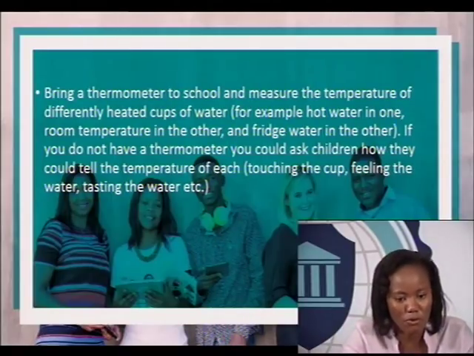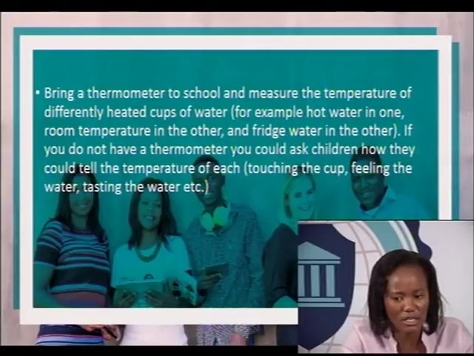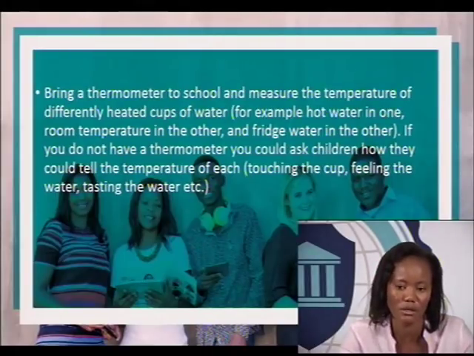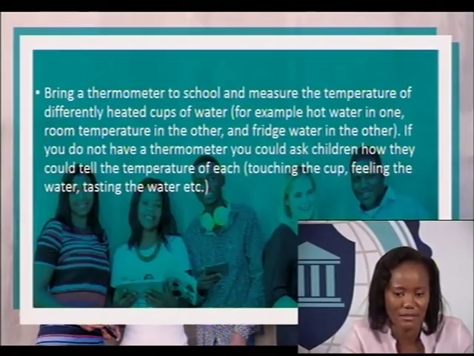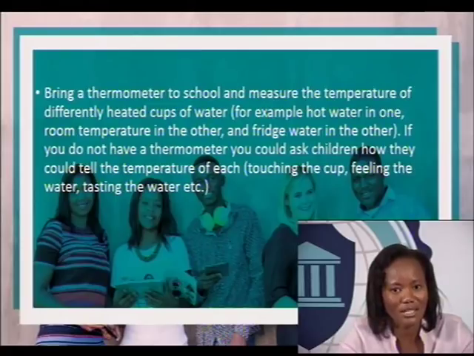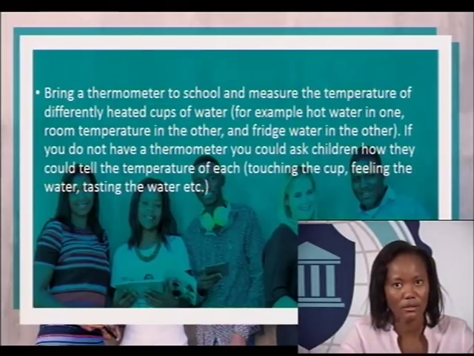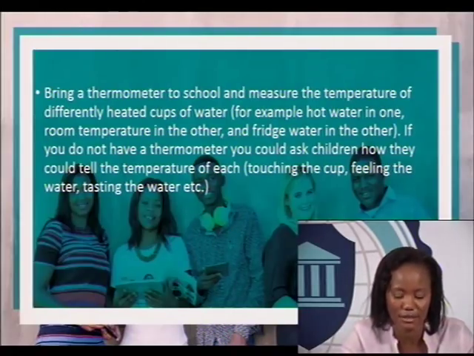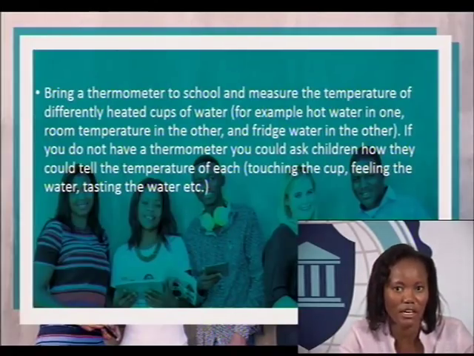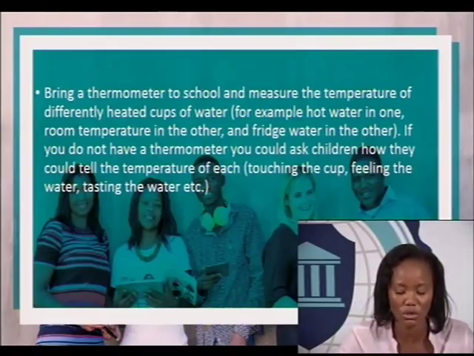You understand? If you do not have a thermometer, you could ask children how they could tell the temperature of each, touching the cup, feeling the water, testing the water. So you have taught them temperature by improvising. If you don't have the thermometer, or your children are too young to understand reading off a thermometer, teach them temperature by feeling it, by tasting it, by touching it. So that's some of the activities that you can play around with when it comes to temperature for a pre-primary learner.